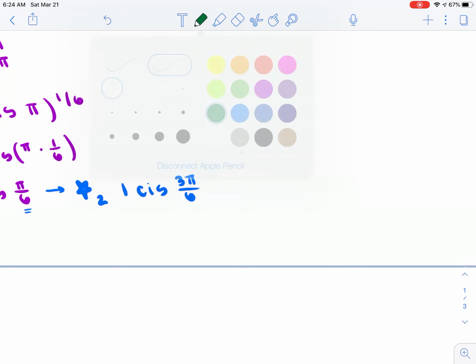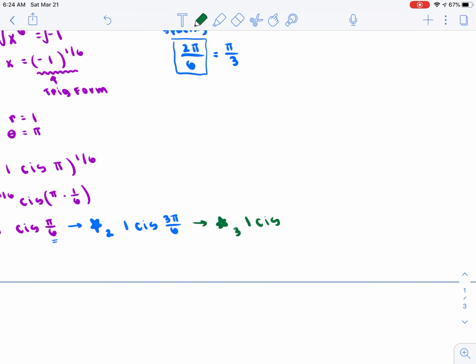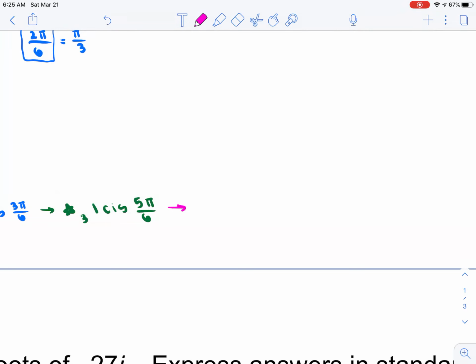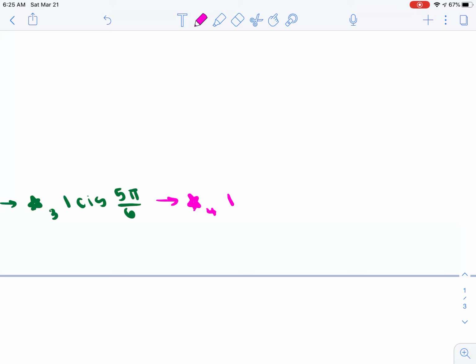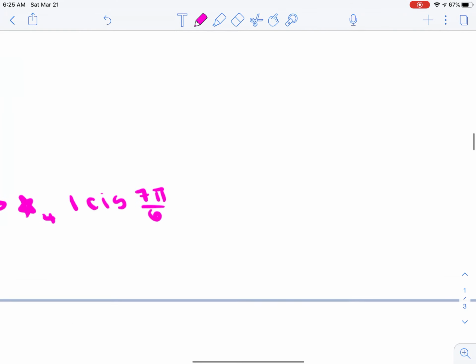Let's go to a different color, green. My star sub 3, I don't know why I'm doing stars with subscripts, is going to be 1 kiss. Now take that 3 pi over 6 and add 2 pi over 6. That's going to give you 5 pi over 6. And then we can keep going. We can get star sub 4. I've never used this notation before, so it just makes me laugh. And then I'm going to get the 7 pi over 6, because again, I'm adding that 2 pi over 6 to each of my answers.